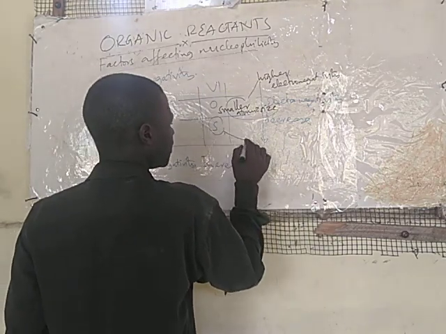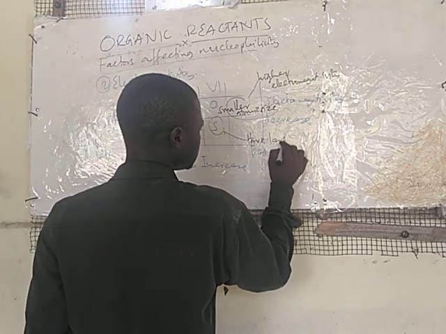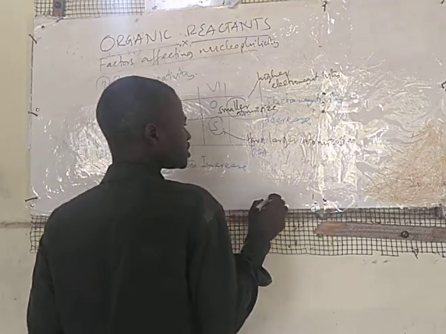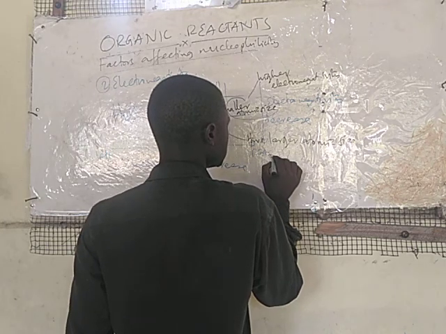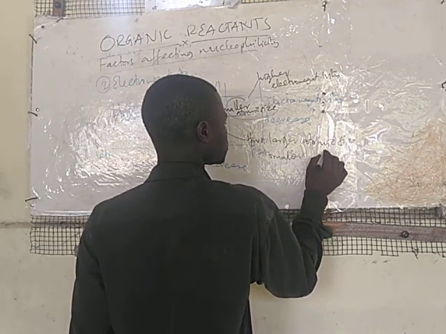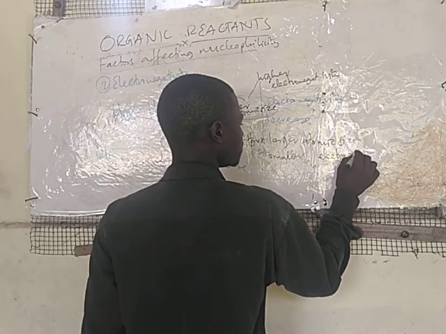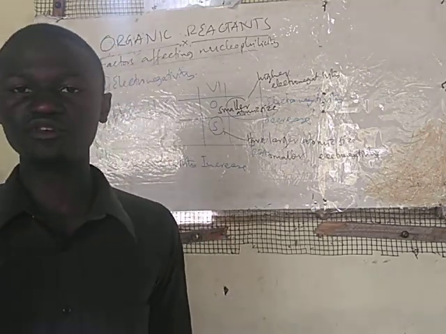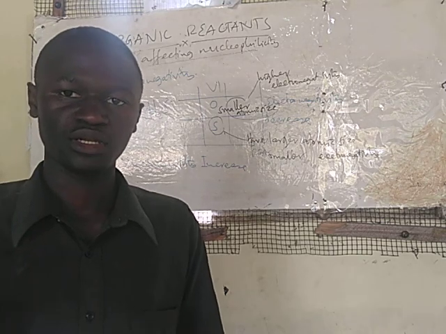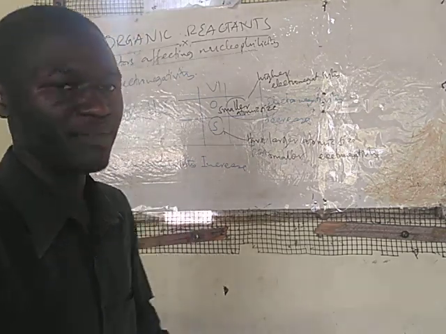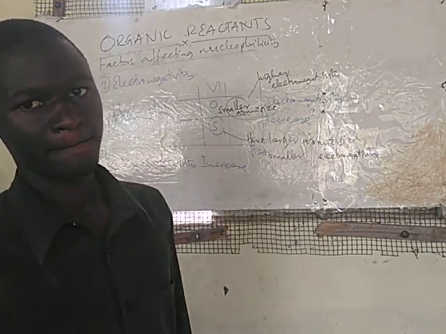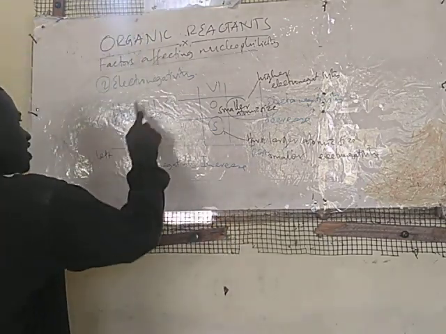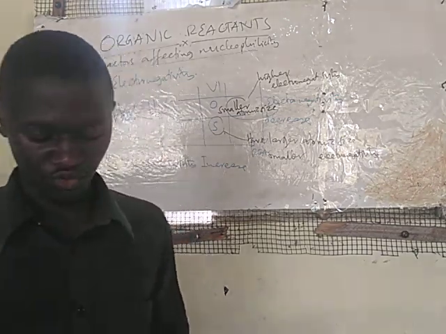While sulfur has a larger atomic size, and due to this, it will have smaller electronegativity. So sulfur will have smaller electronegativity as compared with oxygen. The best nucleophile among these 2 is sulfur. Dihydrogen sulfide can react faster than water. Why? It is because of the size of sulfur.